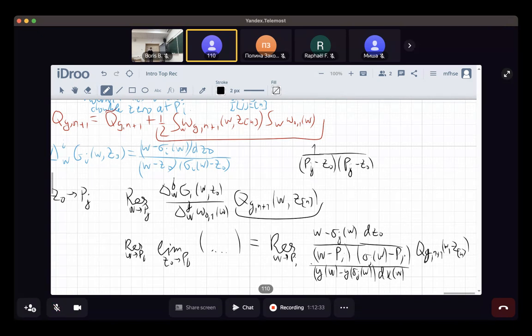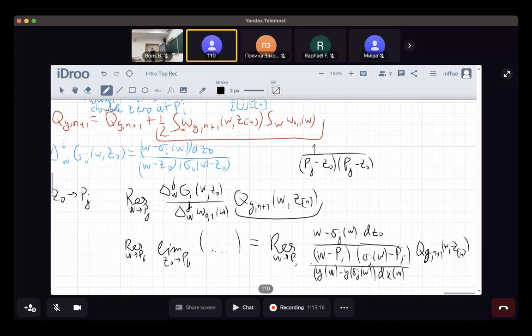We need to see that this actually vanishes in this limit, because otherwise we get a pole and we cannot have it. But how can this happen? Let's look at what our Q is: it is some holomorphic series. So what are the orders of the poles? This factor, w minus sigma j of w, has a simple zero at pj, because sigma of w near pj is equal to w.